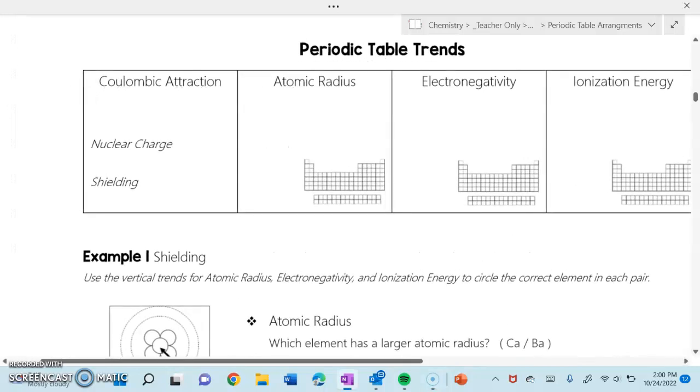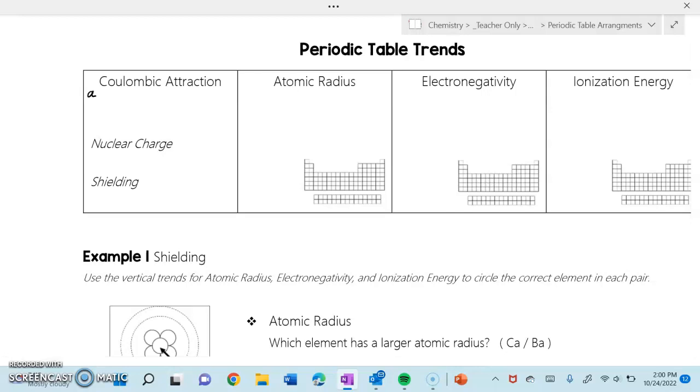So let's catch up our notes here on Coulombic attraction. This is our attraction between oppositely charged particles. So we've got protons and electrons. Those oppositely charged particles in the atom. Remember, protons are in the nucleus, and our electrons are in the energy levels.